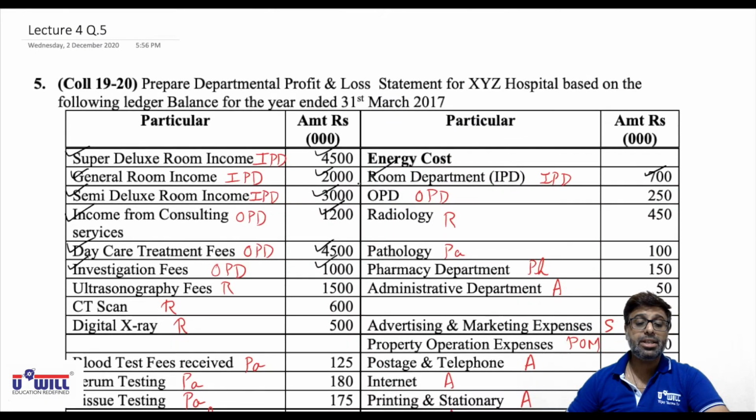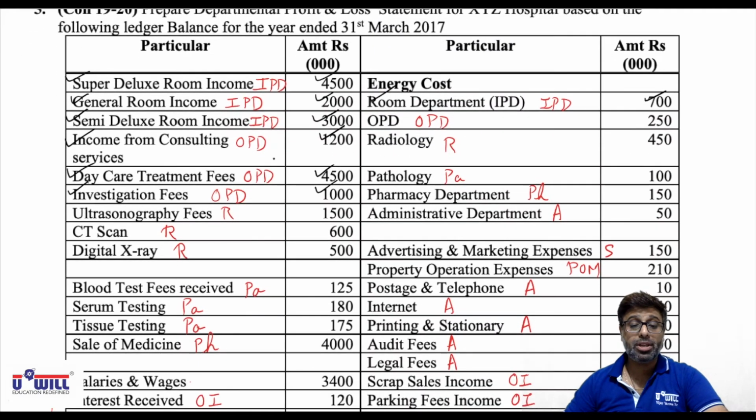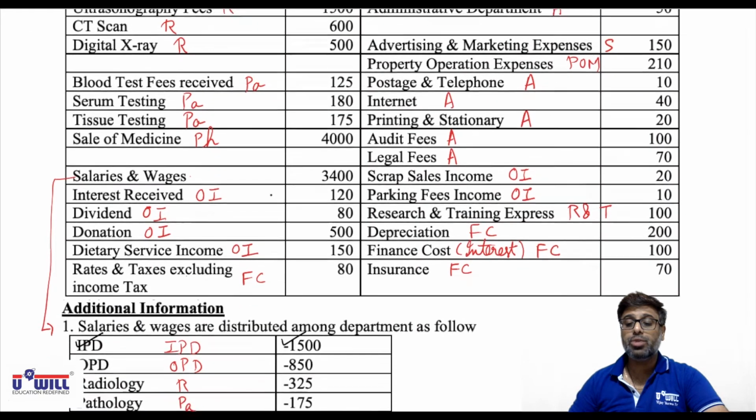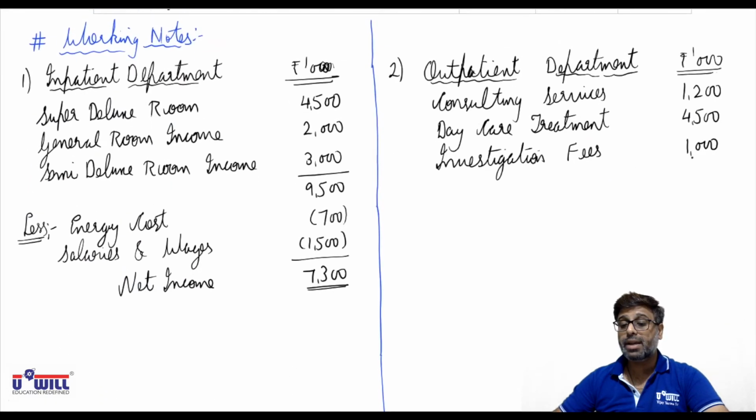Then after investigation, no other item is marked as OPD, only three incomes are there. So we'll do the total revenue. 1,200 plus 4,500, so 5,700 plus 1,000, 6,700.